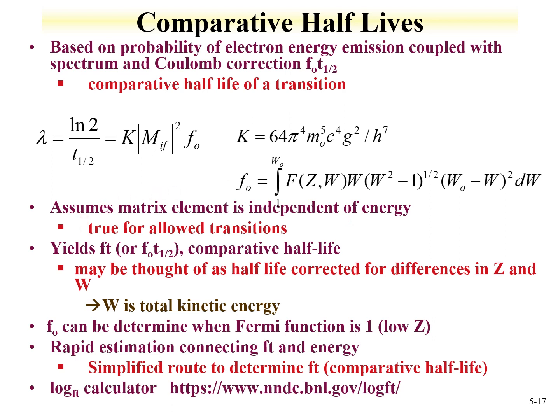So we can look at this Ft, or F naught T1/2. It's a comparative half-life, and this could be thought of as a half-life corrected for differences in Z, which accounts for a Coulomb behavior, and W, which is the total kinetic energy. There's a rapid way for estimating Ft and energy. We will go over some equations that can be used to determine the log Ft for beta minus decay, positron decay, and electron capture. Additionally, there is a website, where the URL is shown here, from Brookhaven National Laboratory for inputting data and evaluating the log Ft values for the different beta decays.